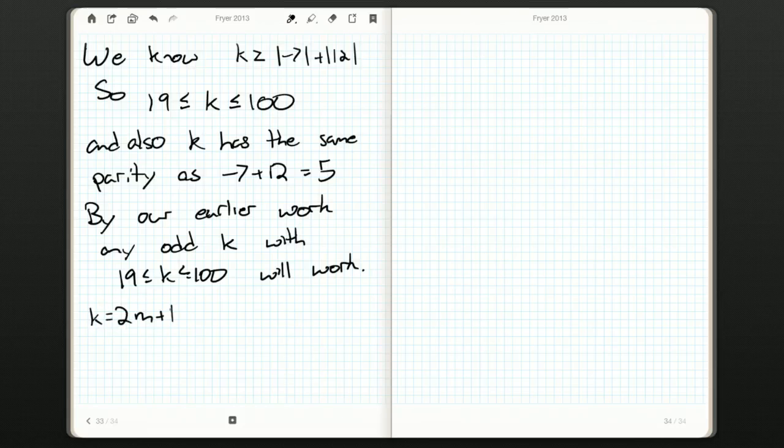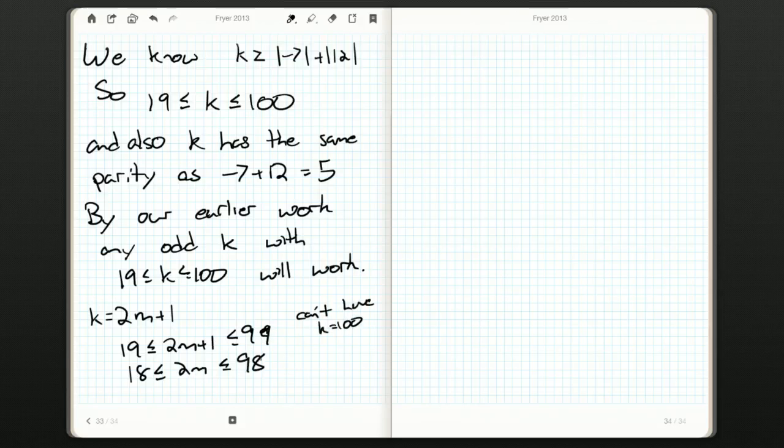So let's let k equal 2m plus 1. We want to count the number of possible values of m that work here. 19 less than or equal to 2m plus 1 less than or equal to 100. So 18 less than or equal to 2m less than or equal to 99. Really, it's going to be 99. We can't have k be even. We already showed that. Alright, so that's going to be 98.